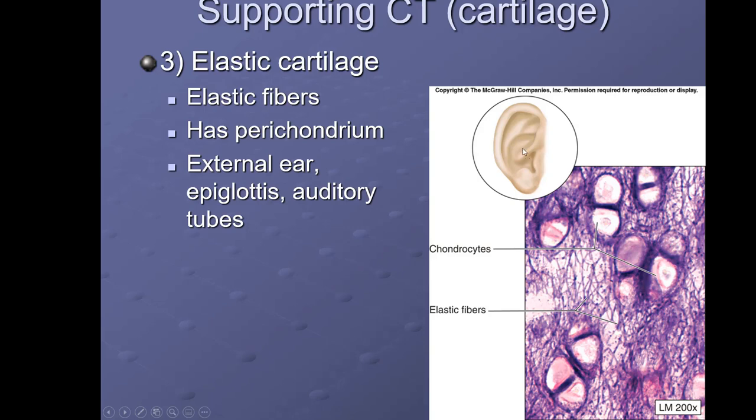So where do we find this? External ear. So if you think your ear flaps back and forth, if you move your ear, it'll pop right back. Something called the epiglottis is a good place for it too, which prevents food from going down the airways. And also the ear canals, auditory tubes.